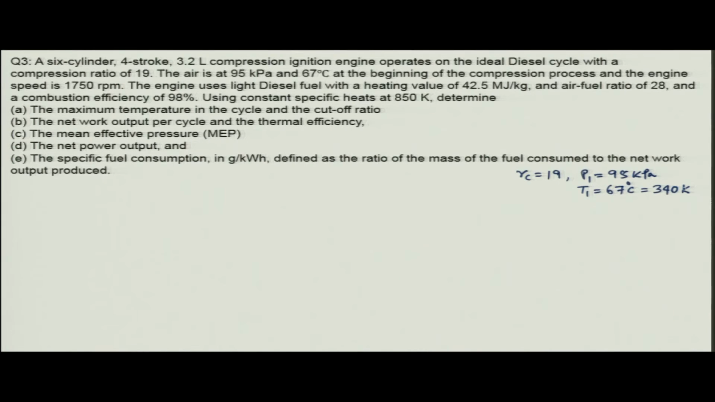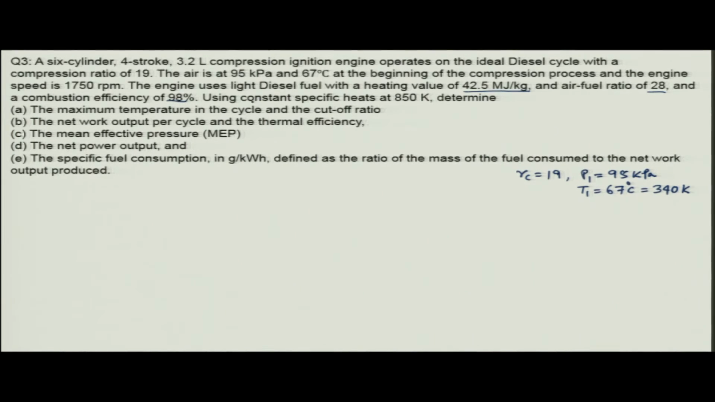So, the engine uses light diesel with a heating value that is given as 42.5 megajoule per kg, and the air fuel ratio is also given, that is 28, and the combustion efficiency is given as 98%. So, this problem will be slightly different from the previous problems. Now, using constant specific heats at 850 Kelvin.